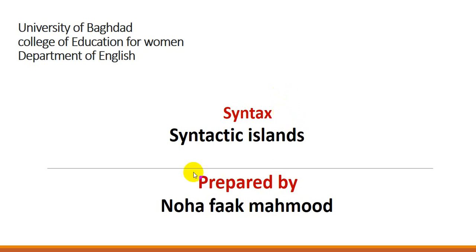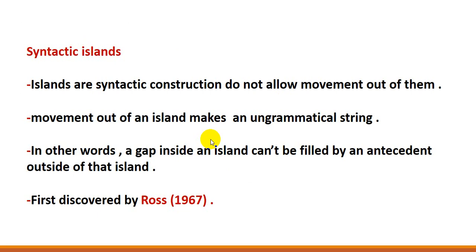So, what are islands? Islands are syntactic constructions that do not allow movement out of them. Movement out of an island makes an ungrammatical string. In other words, a gap inside an island cannot be filled by an antecedent outside of that island. Islands were first discovered by Ross, 1967.